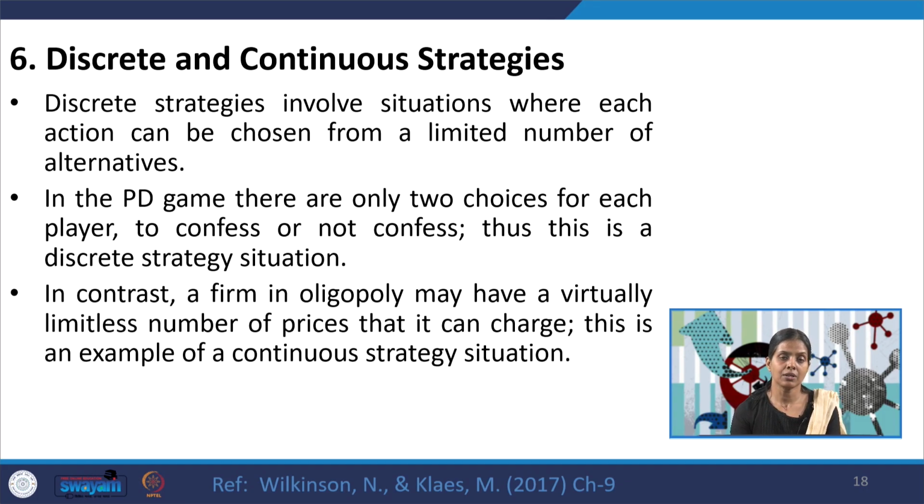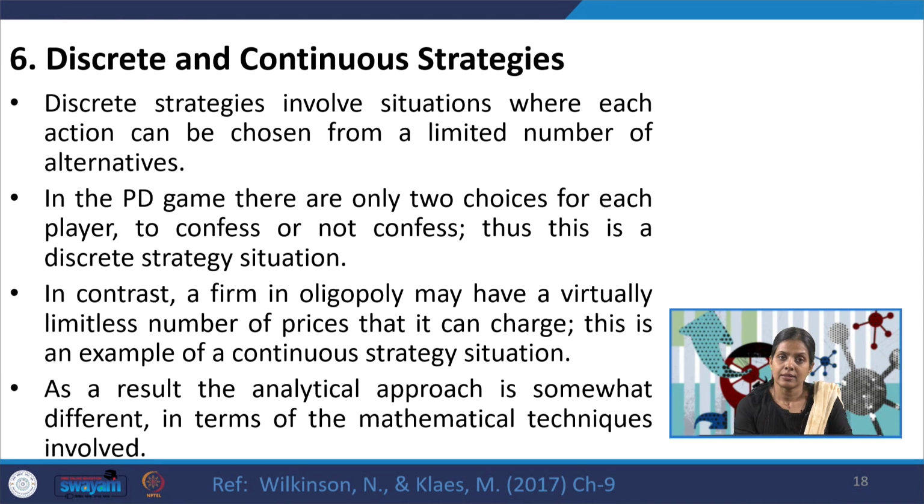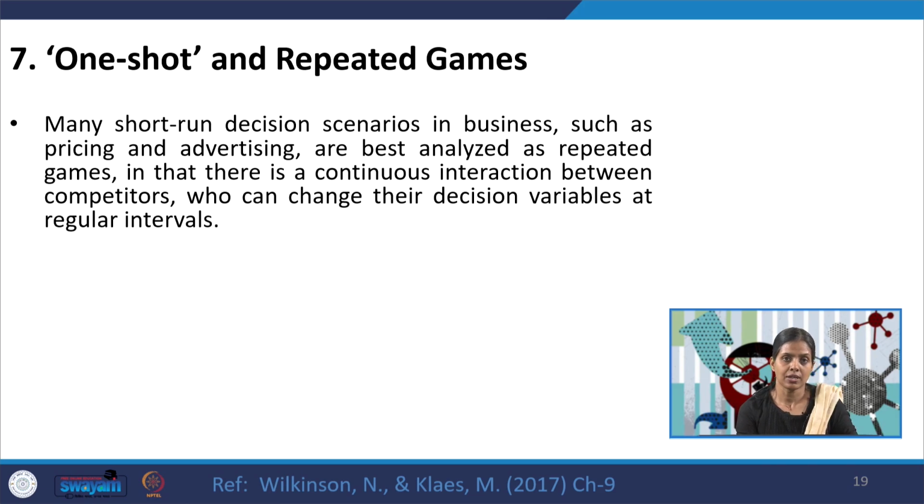In contrast, a firm in oligopoly may have a virtually limitless number of prices that it can charge. This is an example of a continuous strategy situation. So, basically when one has an array of things to offer, then we can call it a continuous strategy. In fact, in the ultimatum bargaining game, we can design it as a discrete strategy game. We can also design it as a continuous strategy game. How? We may discuss it later. So, because of continuous strategy situation, the analytical approach is somewhat different in terms of mathematical techniques involved. And finally, we talk about one shot and repeated games.